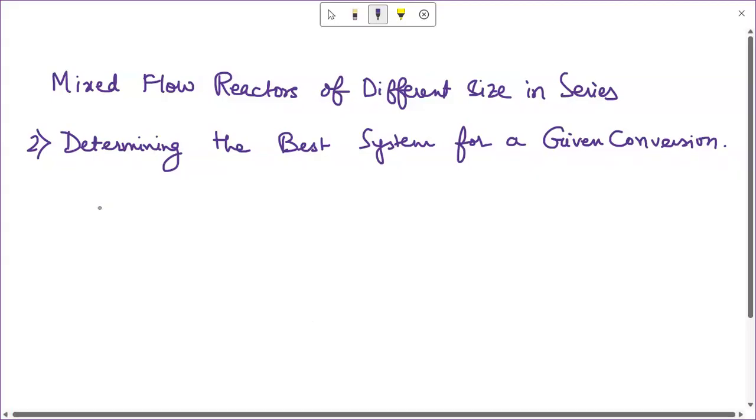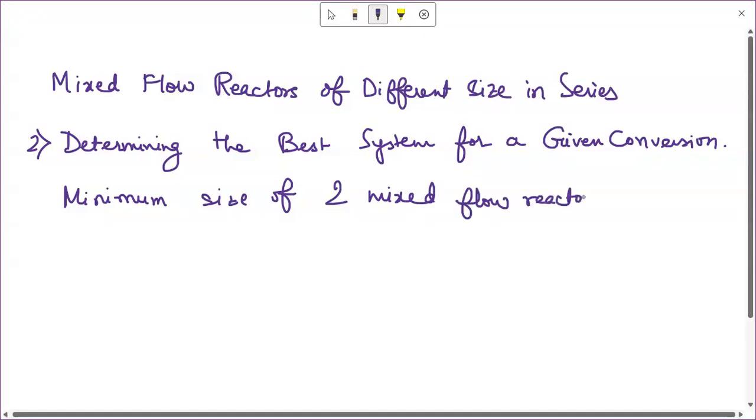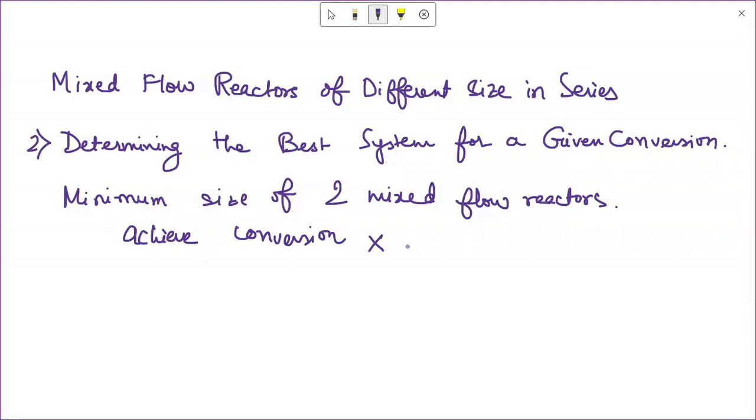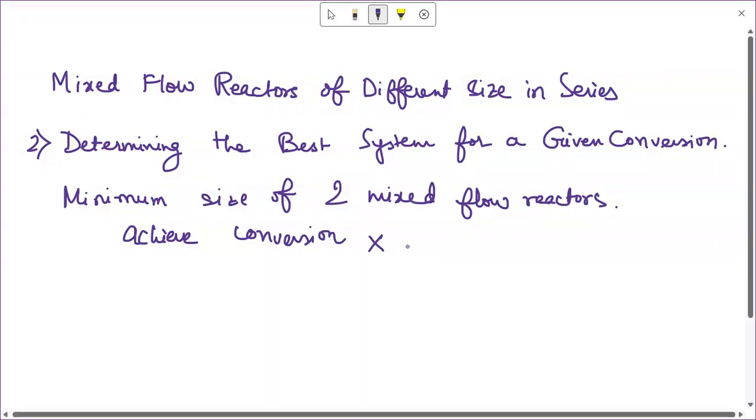Okay, so suppose we want to find the minimum size of two mixed flow reactors. Let us start with the simplest case of two mixed flow reactors in series, and our target is to achieve conversion x. Another thing to note is that we already know about the kinetics of the process. With that knowledge, we are going to proceed forward.